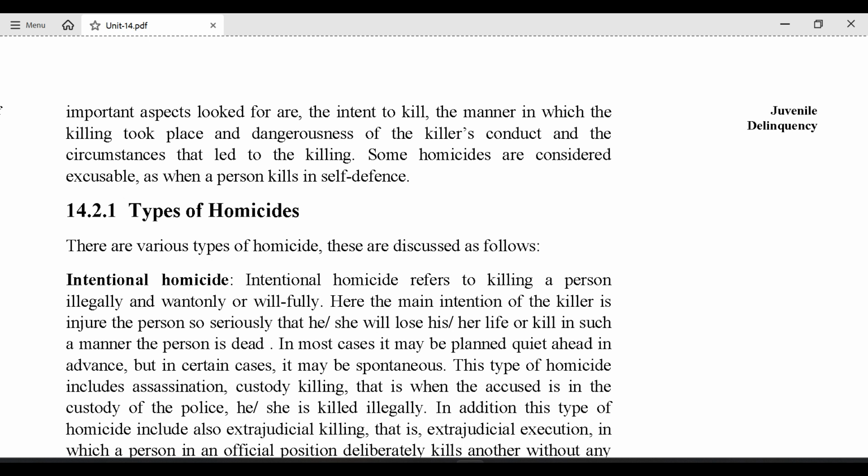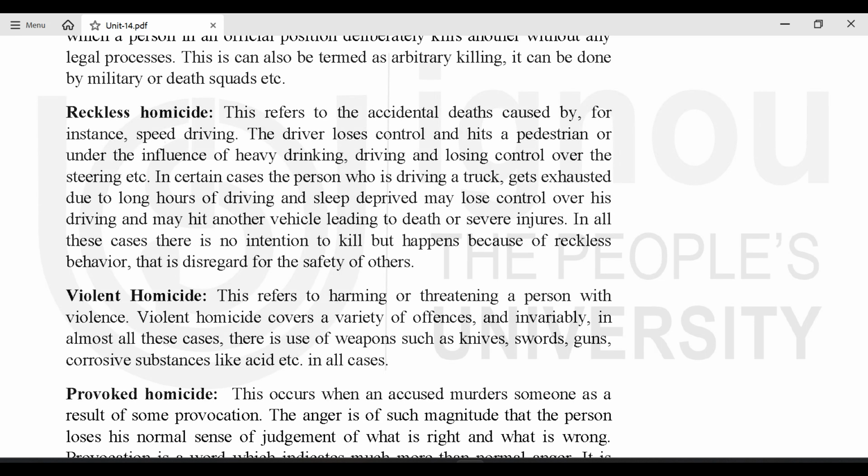This type of homicide includes assassination, and custody killing, that is, when the accused is in the custody of the police, he/she is killed illegally. In addition, this type of homicide also includes extrajudicial killing, that is, extrajudicial execution, in which a person in an official position deliberately kills another without any legal processes. This can also be termed arbitrary killing. It can be done by military or death squads, etc.